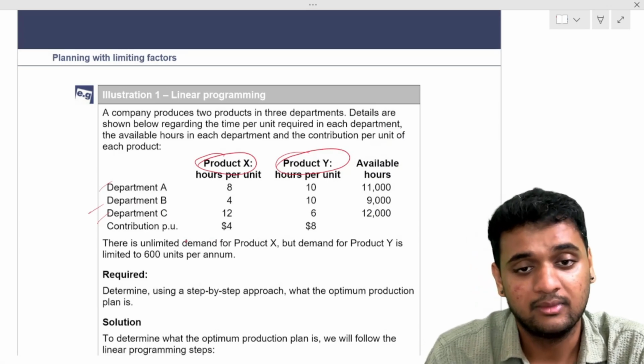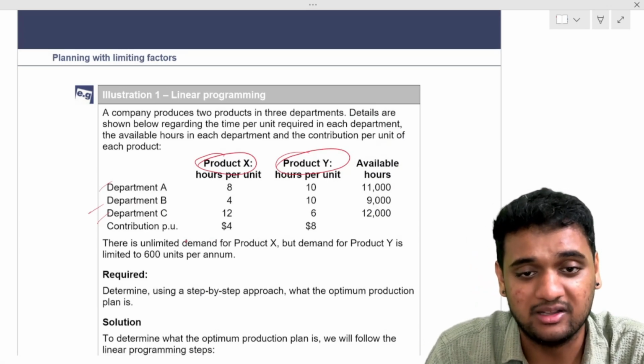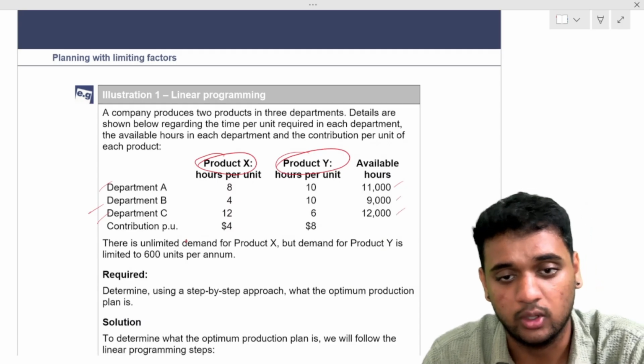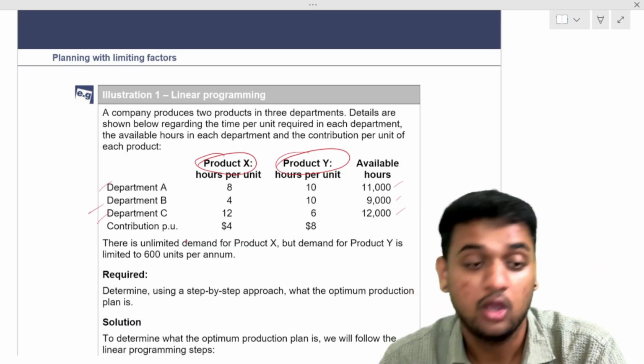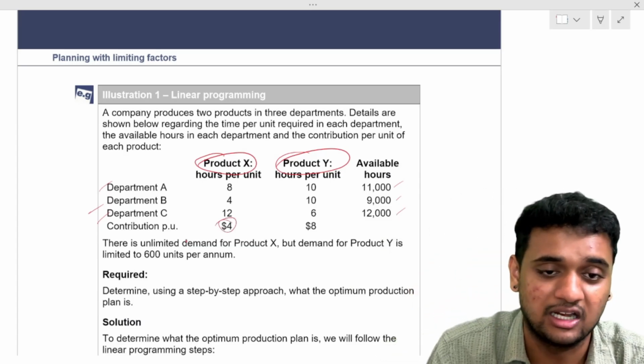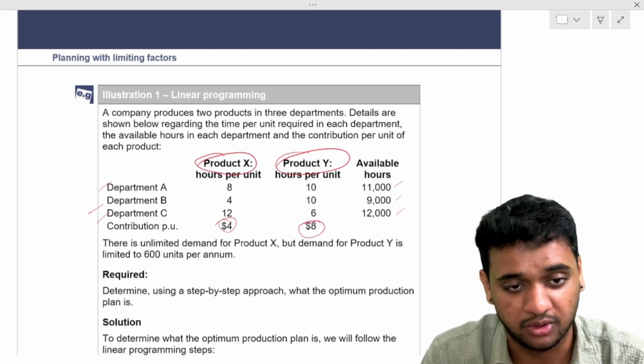Okay. The number of hours available in each department is given to us as 11,000, 9,000 and 12,000. That is the total number of hours available in each of the 3 departments is given to us. Contribution per unit of product X and contribution per unit of product Y is given to us.